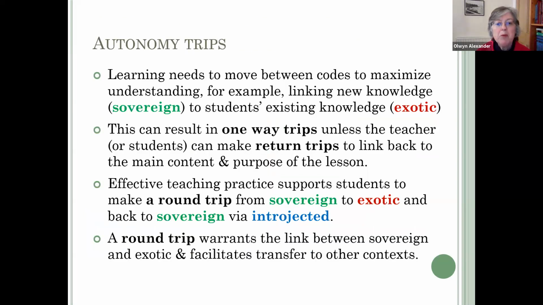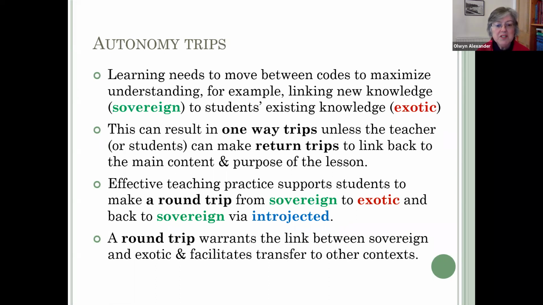So we're interested in autonomy trips because learning needs to move between these different codes in this lesson to maximize understanding. So you can't stay in the sovereign code and just get a whole bunch of concepts fired at you. Students have to be able to link to their existing knowledge, so we have to move to the exotic code. But if you're not careful, that can result in a one-way trip. And unless the teacher or the students can make return trips to link back to the main content and purpose of the lesson. And I'll show some examples of these later on.